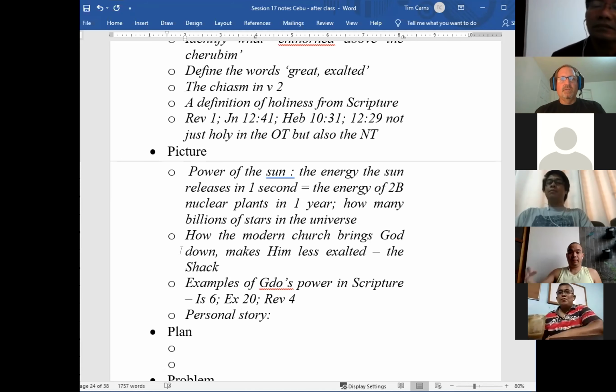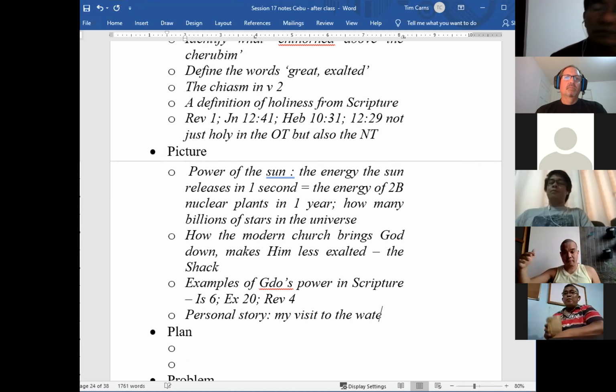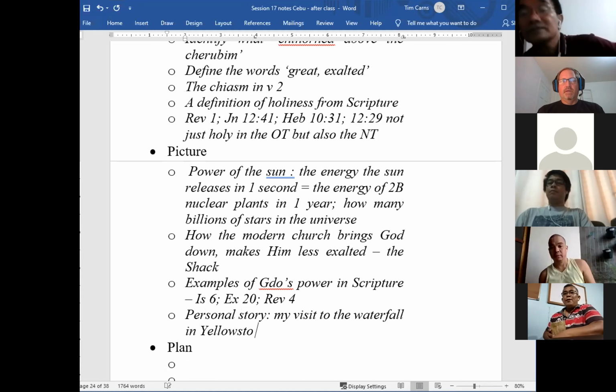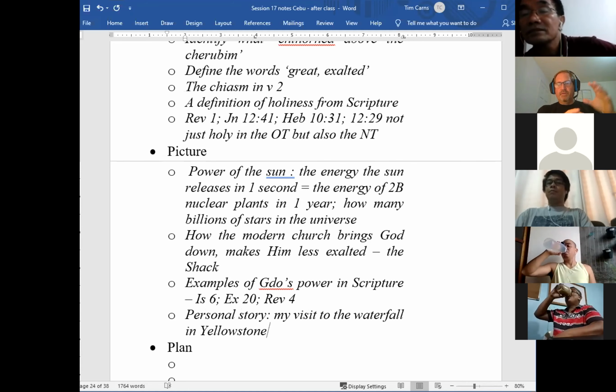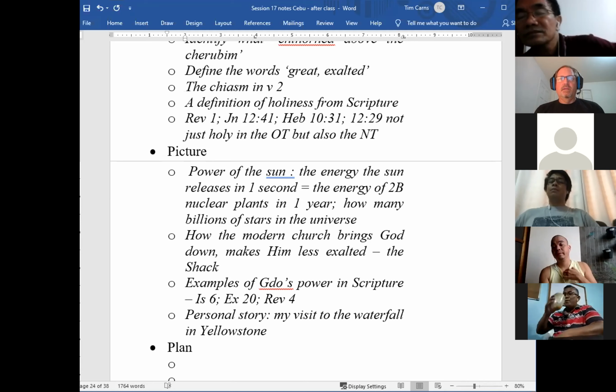I remember when I visited a waterfall in Yellowstone Park, actually right here in the state of Idaho. I remember standing right at the waterfall near the base, and feeling the power and the force of this water coming over the cliff and hitting below, and the thunder, and how my heart shook inside my ribs. It was so powerful.